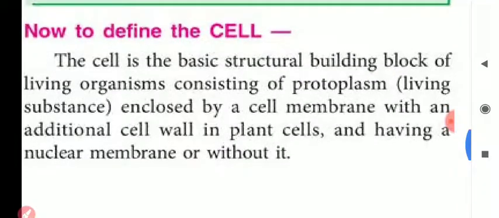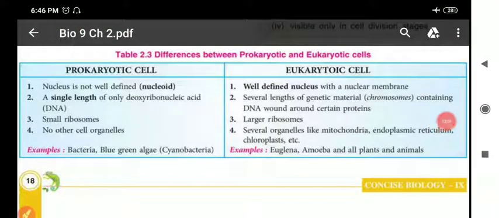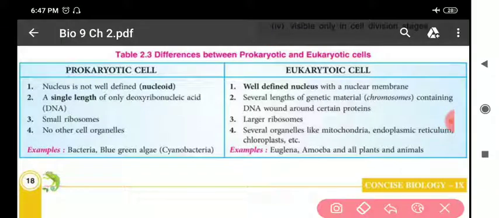Now we will discuss the prokaryotic and eukaryotic cell once more. These are the differences between prokaryotic and eukaryotic cell. As I have discussed earlier, prokaryotic cell does not contain a nuclear membrane. So the nucleus is not well defined. But eukaryotic cell contains a well defined nucleus with a nuclear membrane. So some differences between prokaryotic and eukaryotic cell are being given, that you have to see.